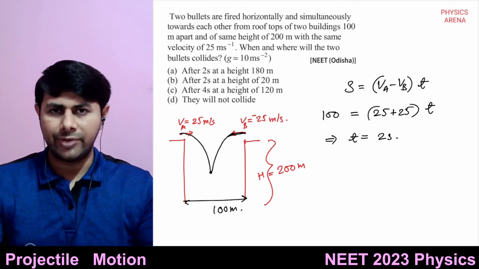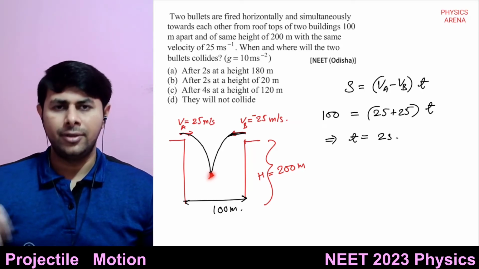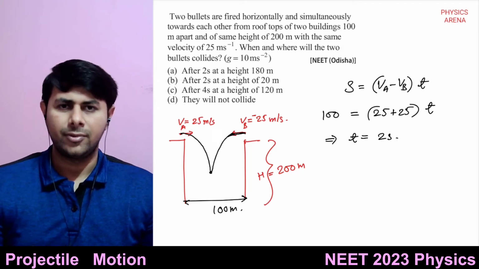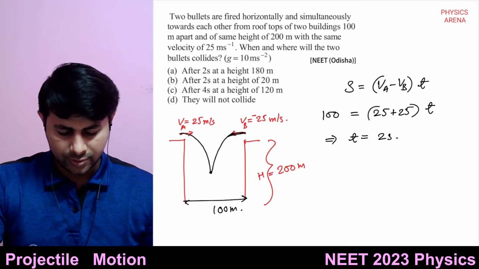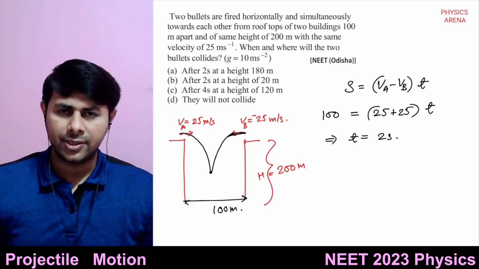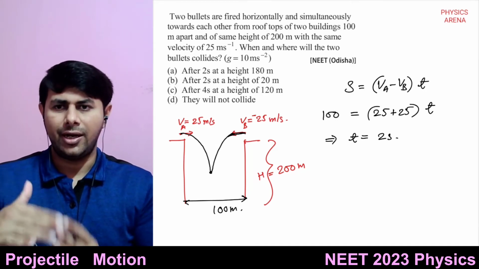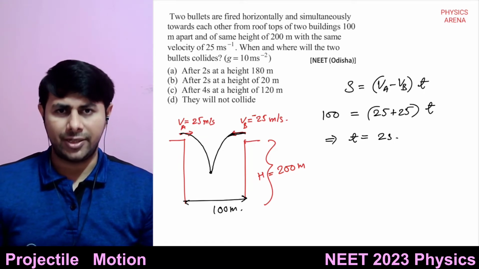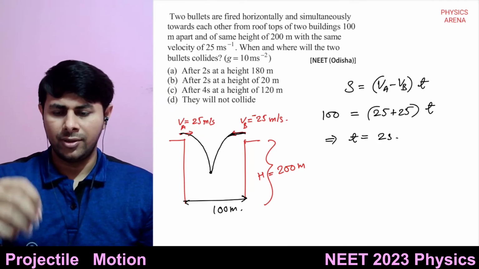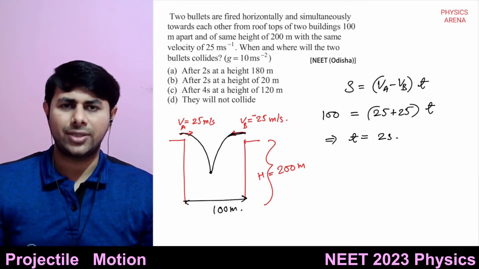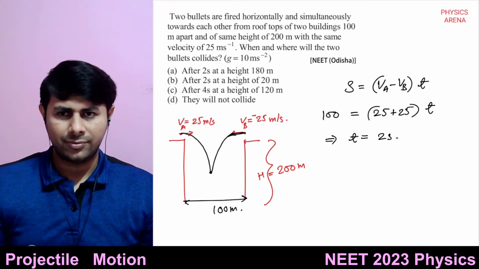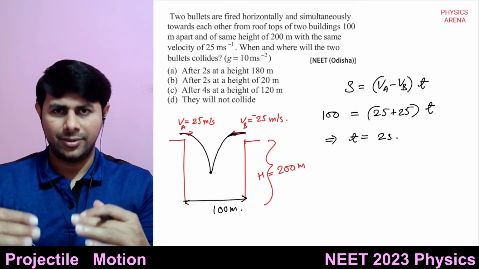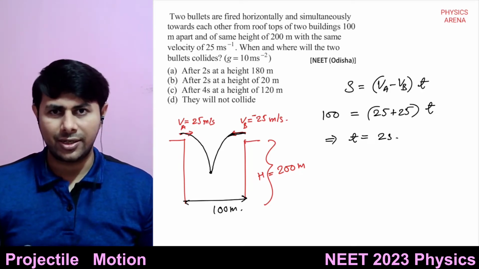So two bullets will strike each other. They will strike at this point, but at what time? T equals 2 seconds. Okay, so how much vertical distance will they cover? So see, horizontal movement and vertical movement. The motion in horizontal direction and motion in vertical direction, they are separated. Initially both of the bullets don't have any velocity in vertical direction. They are fired horizontally, and we know that there is acceleration in vertical direction.